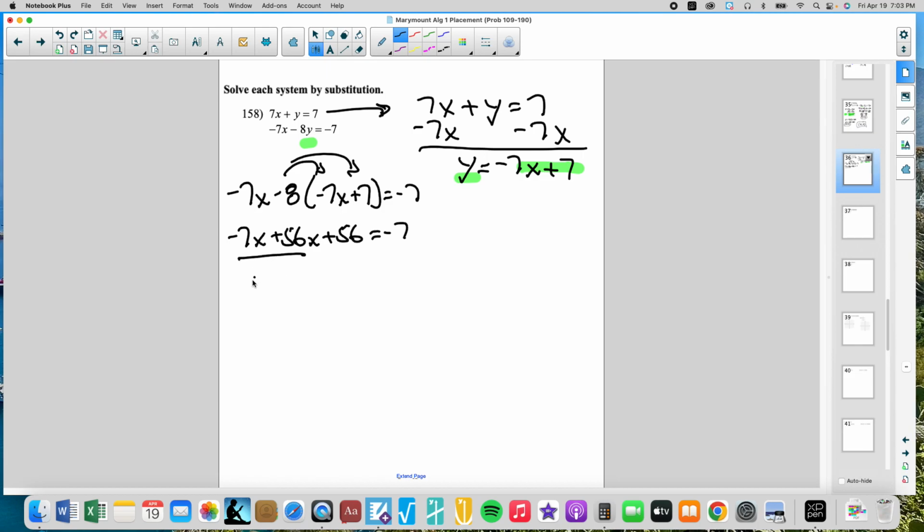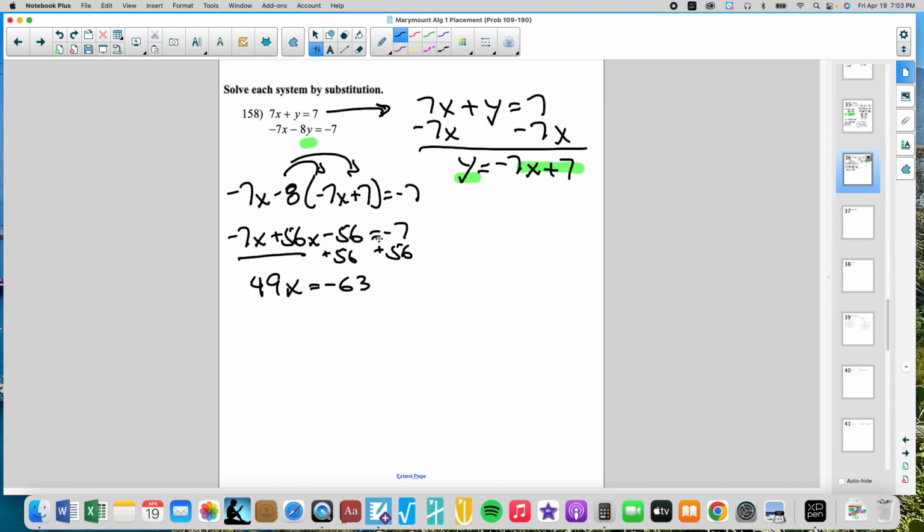Like terms gives me 49x. Let's minus the 56 from both sides. 49x equals negative 63. Yeah, are we getting a fraction? Are we getting a fraction here? Did I do it wrong? That's definitely 49. That's negative 7. That's positive 56. That is negative 56, Mr. Mac. That is a negative. Sorry, you saw that. Made a mistake.